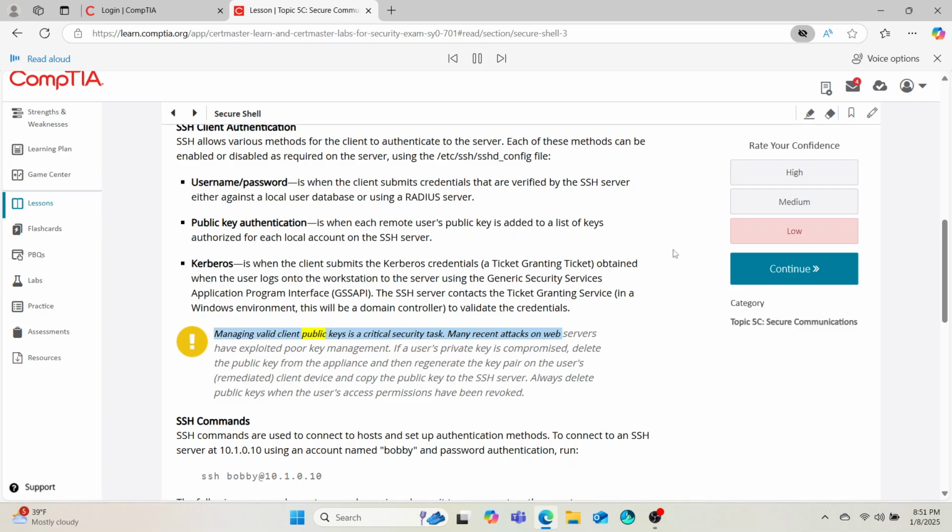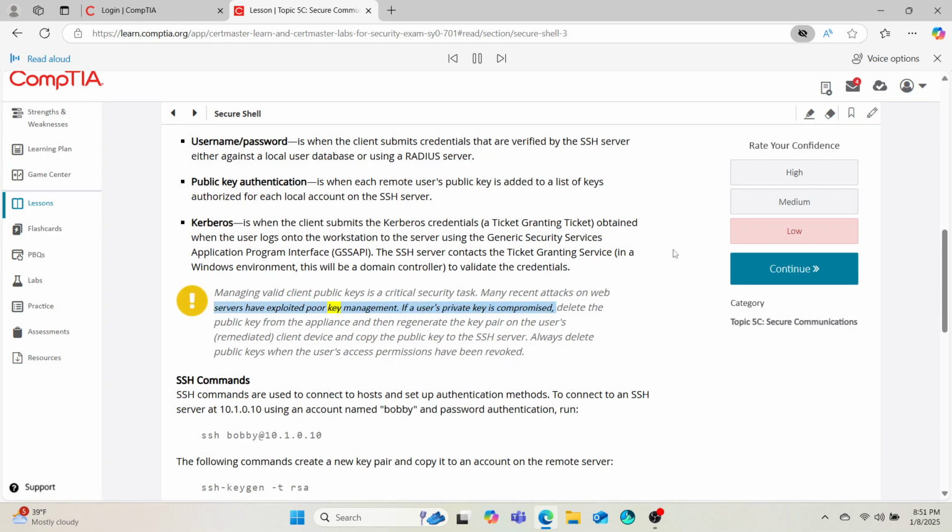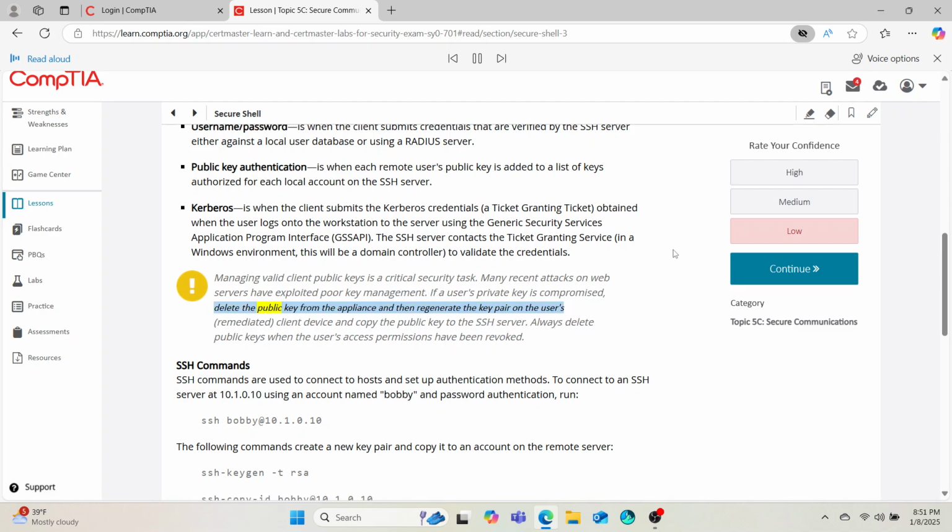Managing valid client public keys is a critical security task. Many recent attacks on web servers have exploited poor key management. If a user's private key is compromised, delete the public key from the appliance and then regenerate the key pair on the user's remediated client device and copy the public key to the SSH server.